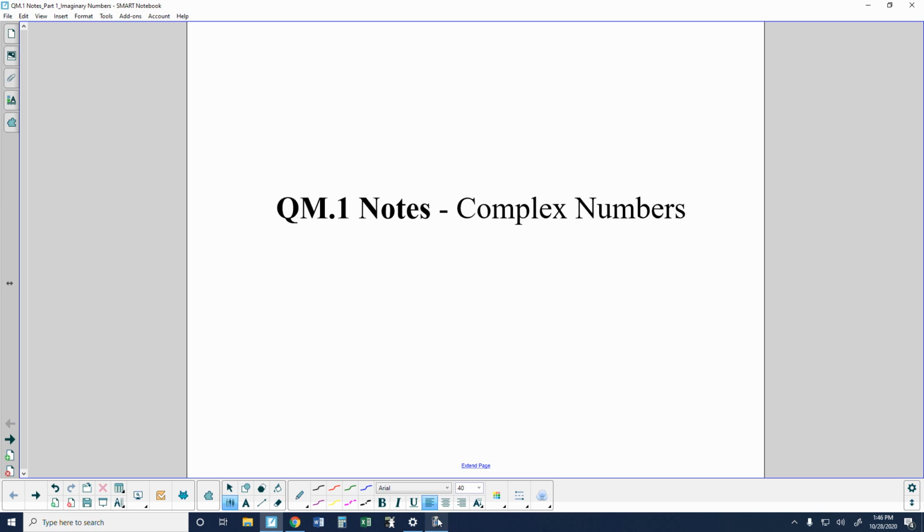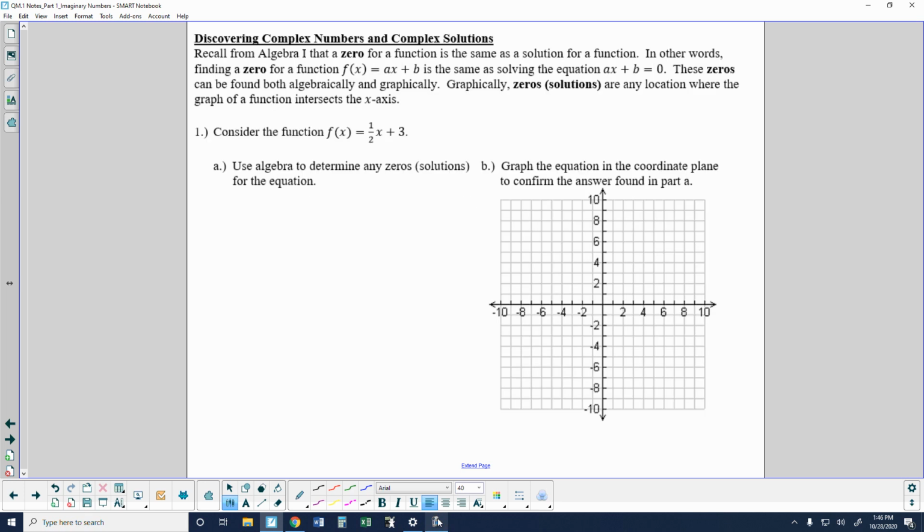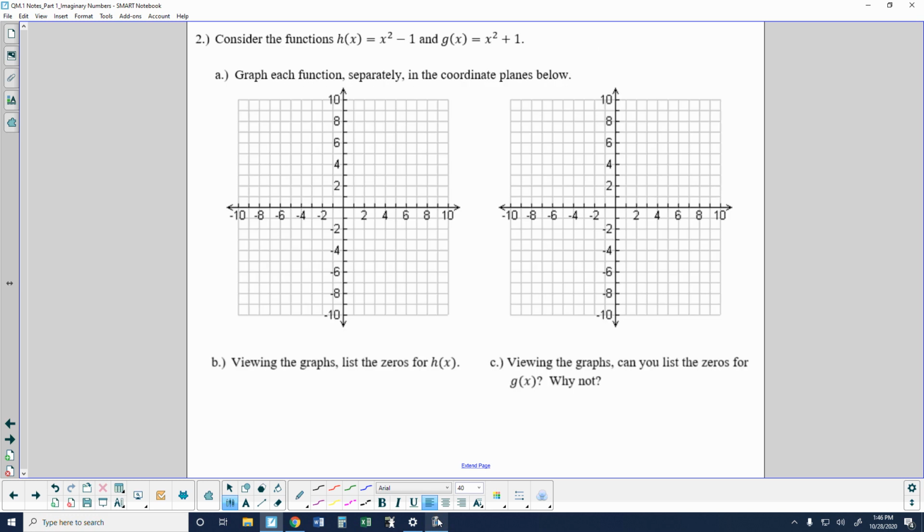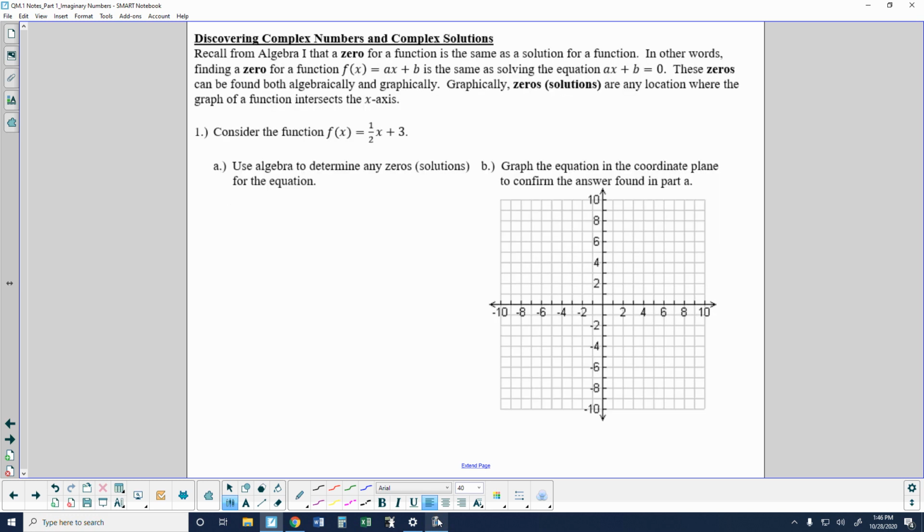and complex numbers. To do so, let's go ahead and take a look at problem number 1 and problem 2 in your notes. So if you have yet to complete problem number 1 and problem number 2, pause the video and do that first. If you have completed it, now let's follow along and take a look at answers.